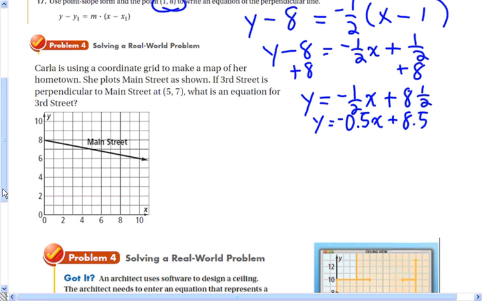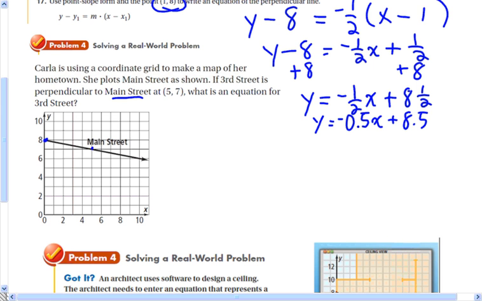All right, so let's use this idea to solve a real-world problem. Carla is using a coordinate grid to make a map of her hometown. She plots Main Street as shown. If 3rd Street is perpendicular to Main Street at (5, 7), what is an equation for 3rd Street? All right, so 3rd Street is perpendicular to Main Street, so what we need to know is, since this is on a coordinate grid, if we could find the slope of these lines, then that would help us.